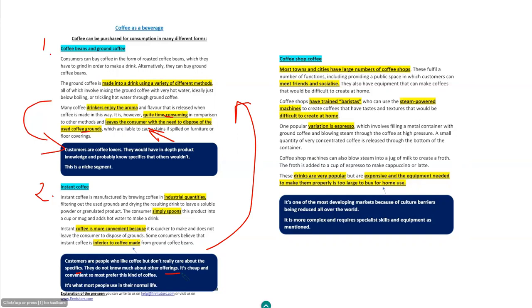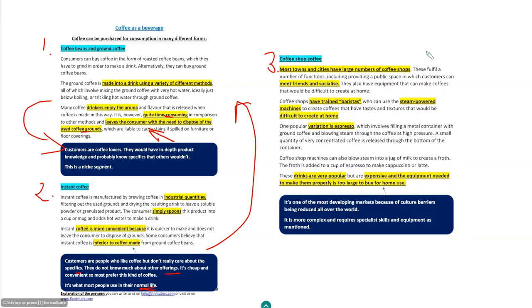Let me have it. That's what their thought process is. It's what most people use in their normal life. Third is coffee shop coffee. Most towns and cities have a large number of coffee shops. It's a very upcoming market in many developing countries, obviously.